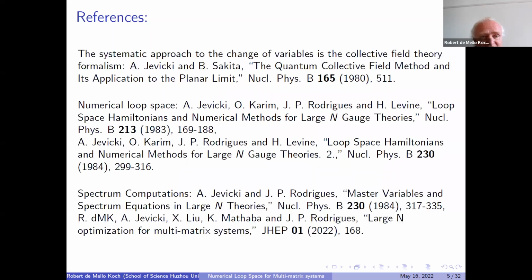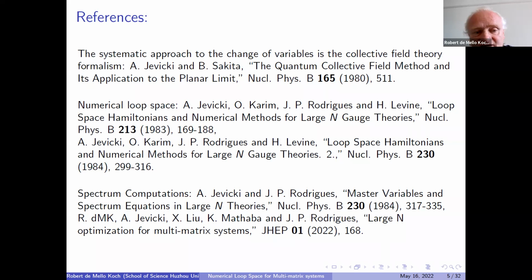Okay, so before we get started, let me give you some references. Basically, this systematic approach to a change of variables is known as collective field theory. It was developed already in 1980 by Jevicki and Sakita. This particular approach to the numerics of multi-matrix models was outlined already and implemented actually in two papers by Jevicki, Karim, Rodrigues, and Levine in 1983 and 1984. So we're revisiting an old method.